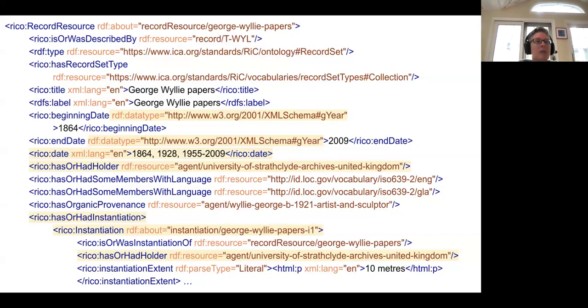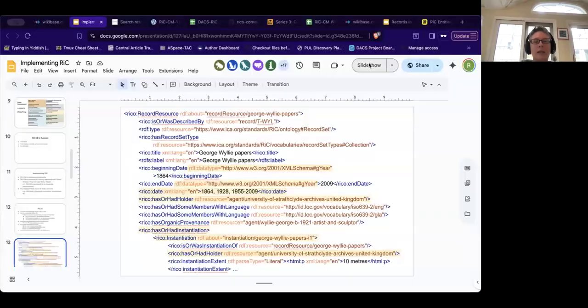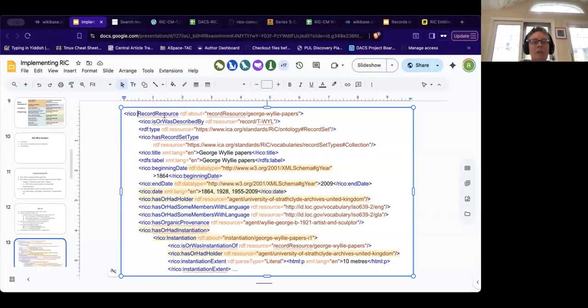This is a snippet of an RiC-O record. I think what I'm going to do is get out of my sharing mode here so that I can highlight some stuff. I hope you can still see that well enough. So we have here the beginnings of a record resource record. And it has an identifier, and it tells us what it describes, the George Wiley papers.